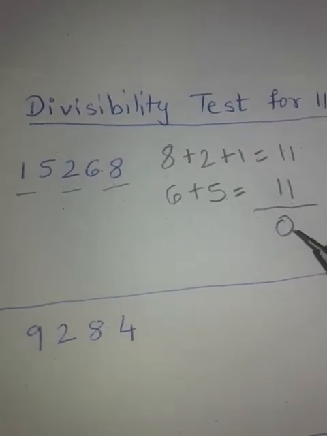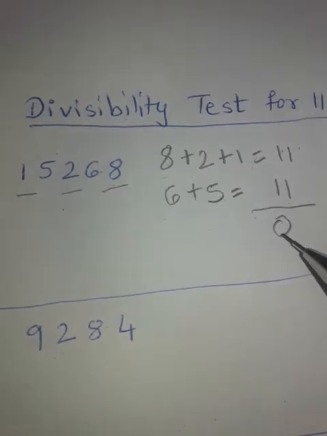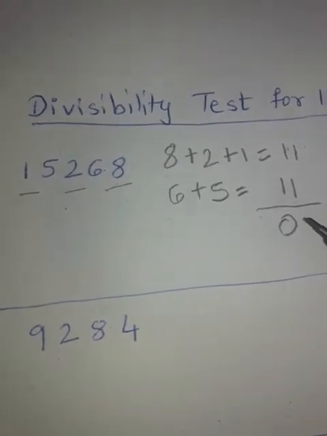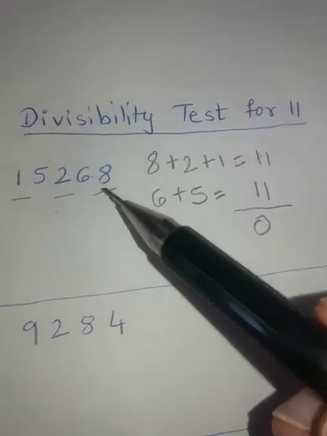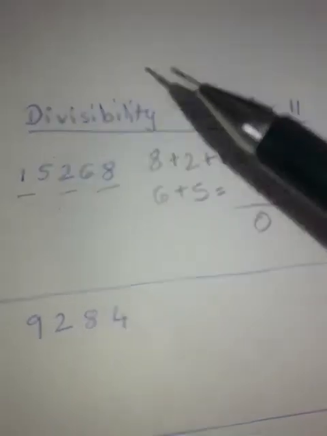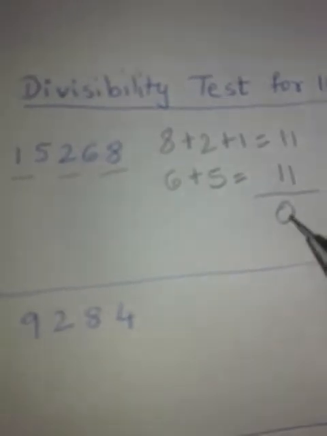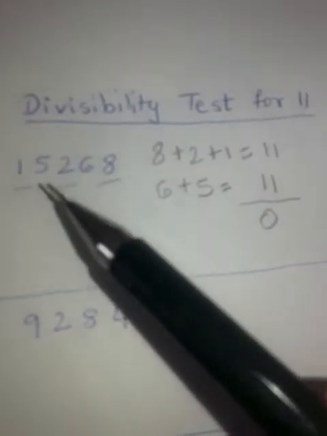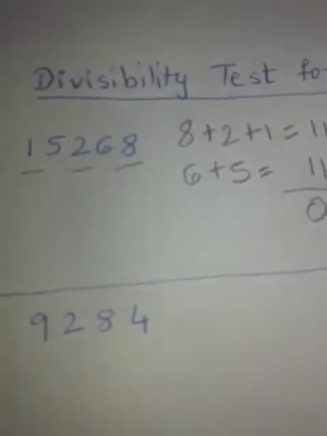Remember, when this difference is 0 or 11 or 22 or 33, that is any multiple of 11, then the given number is divisible by 11. Here the difference is 0, so this number is a multiple of 11. It is divisible by 11. Let's see one more example.